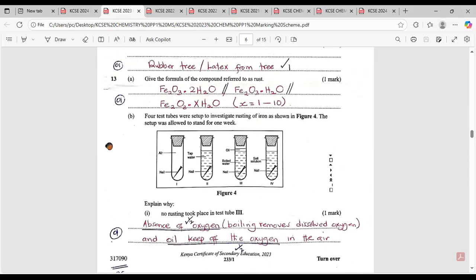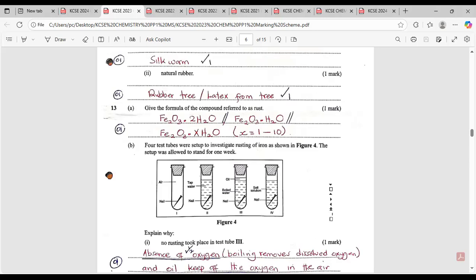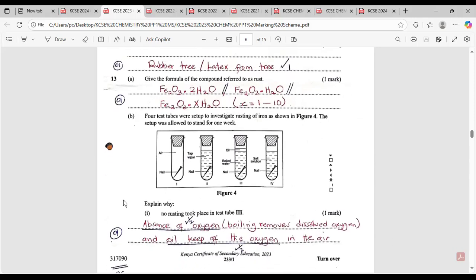The compound referred to as rust. We just know that rust is hydrated iron 3 oxide. I know the book tells you hydrated iron 3 oxide. So when you are asked to give the formula, it is just Fe2O3, 2 molecules of water. This is the most common. But you remember, we can give X any value between 1 and 10. So we can write Fe2O3 with 1 molecule of water, Fe2O3 with 2 molecules of water, and so on. But now, part B, they are testing on the conditions necessary for rusting.